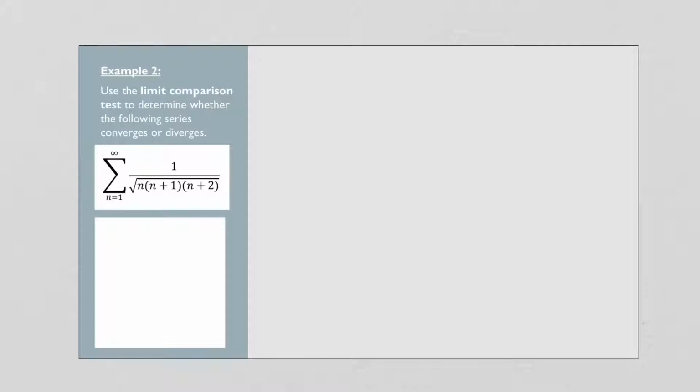We begin by writing down our series a sub n. That is, n equals 1 to infinity of 1 over the square root of n times n plus 1 times n plus 2. We're going to compare this series to a new series b sub n. So what should we choose b sub n to be?